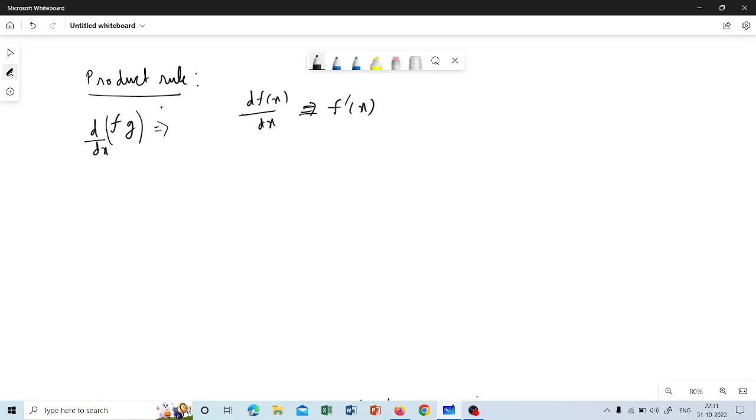Let the two functions be u and v. I want to find the derivative of the whole product uv. So this is nothing but u dash v plus u v dash. You take the derivative of one and keep the other as it is, and also the other way around. First we take the derivative of any one function and multiply with the other without changing it, add, and then take the derivative of the other.